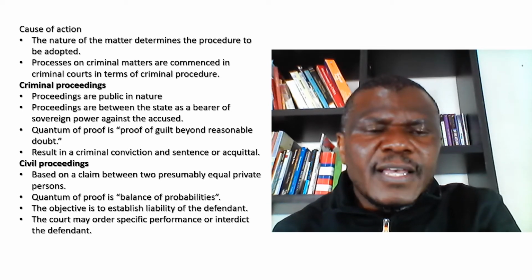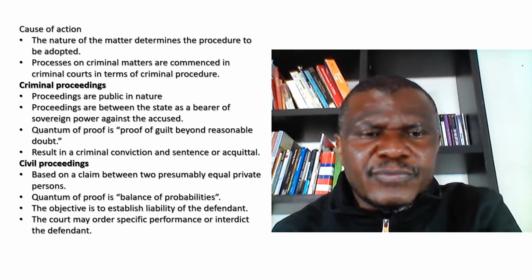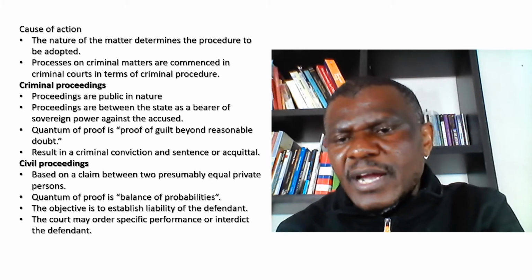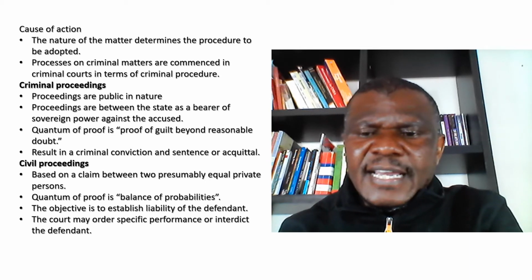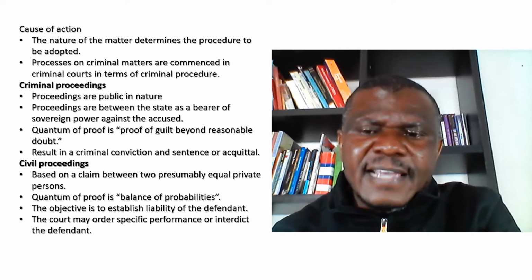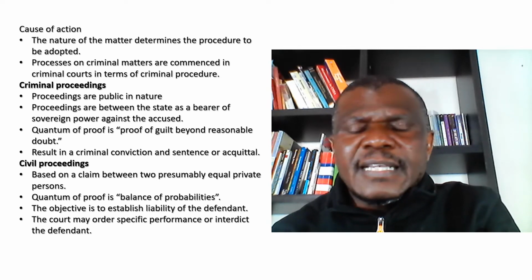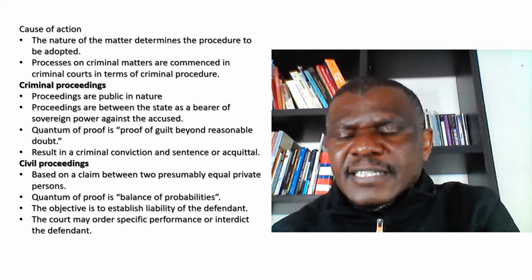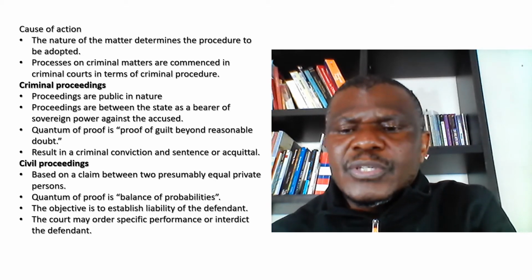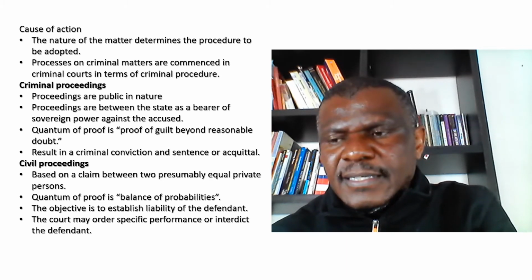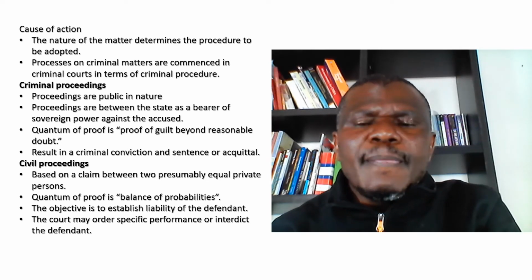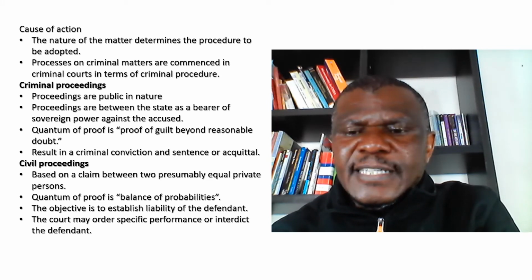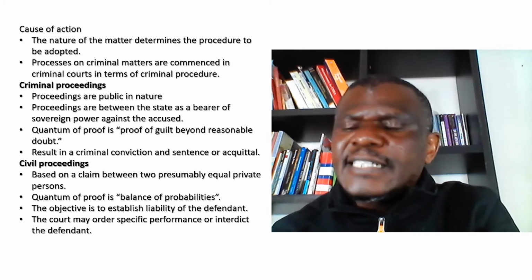You remember that the result in a criminal conviction is a sentence or an acquittal. So whatever the prosecution pursues, at the end of the day, the court must either find the accused guilty of an offense and then sentence him, or it must find that the state or the prosecution has not sufficiently proved the guilt of the accused. In that instance, it must acquit them. And so once a person is convicted, we use the term guilty. They are found guilty of a crime.